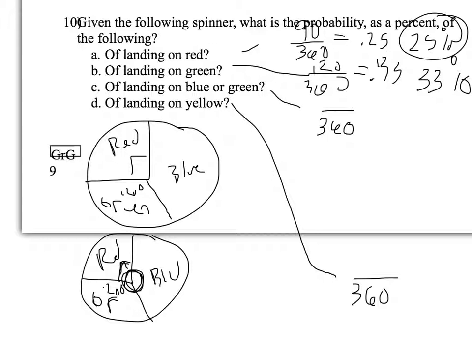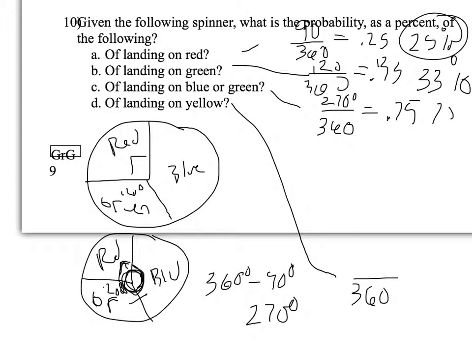Now, blue, of landing on green or blue, green is 120, blue is the rest of this. The thing that we know is there's 360 total degrees, 90 of them are red, so to find out green and blue, subtract 90 off of this. When we do that, we get 270 degrees. So if it lands on blue or green, that's 270 degrees over 360, which is 0.75 or 75%.